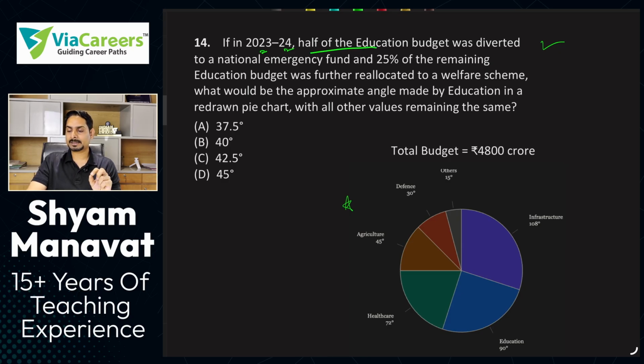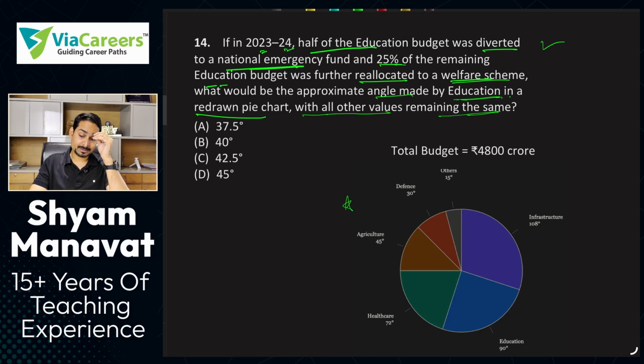Half the education budget is diverted to national emergency. 25% of the remaining of the same education budget is further reallocated to some welfare scheme, okay, which is not part of this pie chart. What would be the approximate angle made by education in the redrawn pie chart with all other values remaining the same?